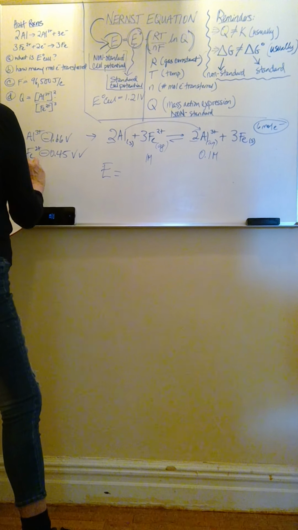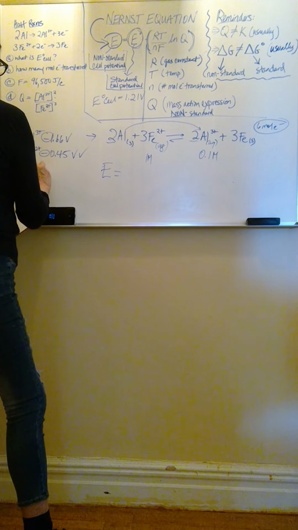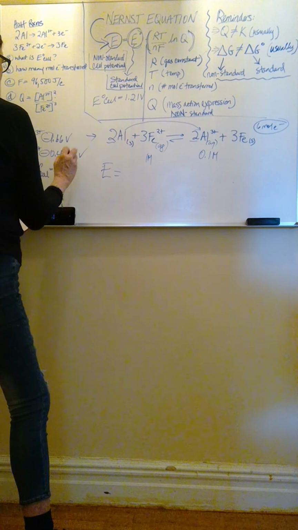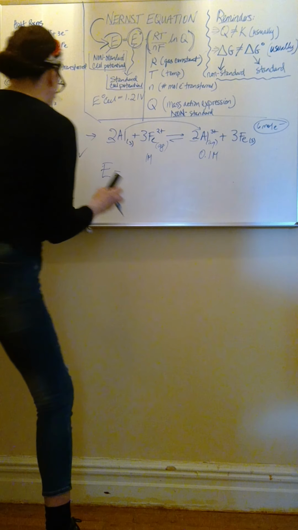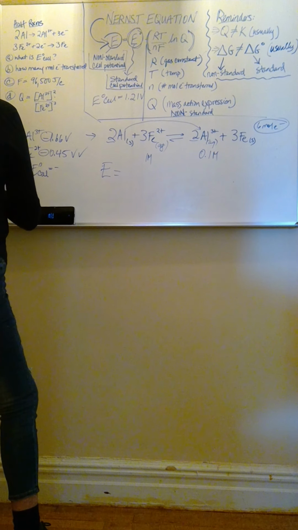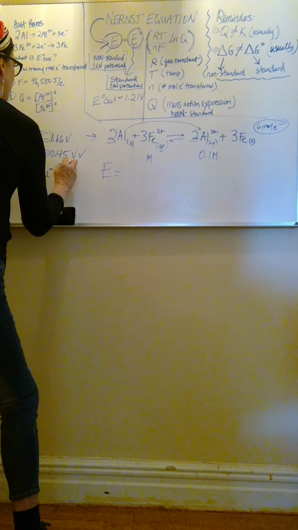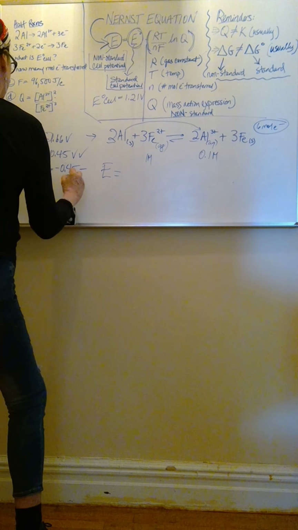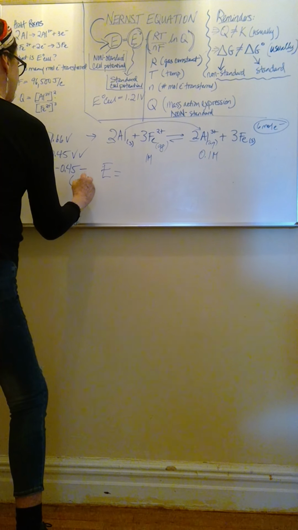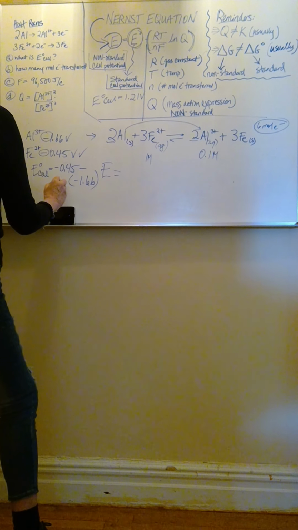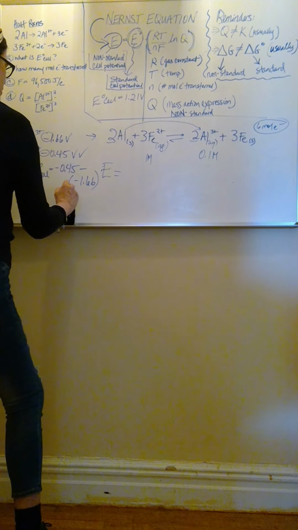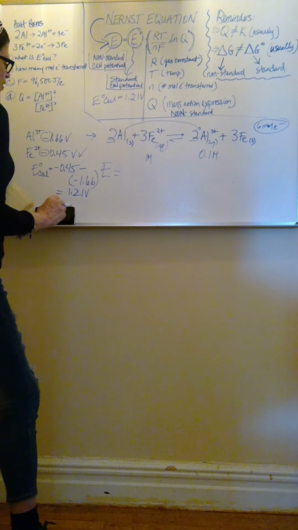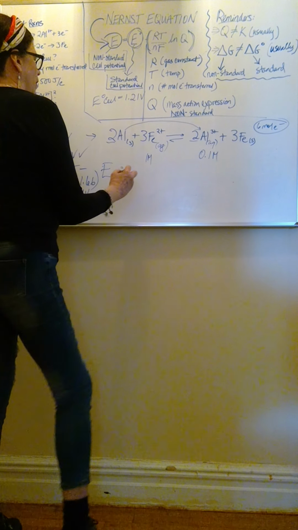So our E standard cell is going to equal negative 1.66. Oh, no, wrong. Hang on a second. Negative 0.45. That's the reduction minus the oxidation. So we take the negative of the 1.66, which makes it a plus, and we get an E cell of 1.21 volt. Okay, so we now have this 1.21 to plug in over here.